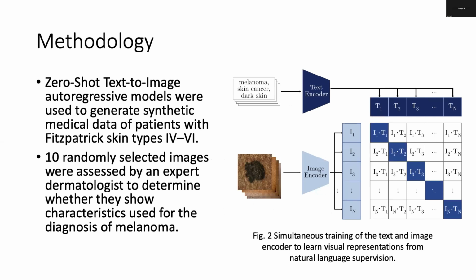For our methodology, we utilized zero-shot text-to-image autoregressive models to generate synthetic images of patients with Fitzpatrick skin types 4 to 6. For the selected experiment, we generated 10 random images, and these images were assessed by an expert dermatologist to determine whether they show the characteristics typical for the diagnosis of melanoma.